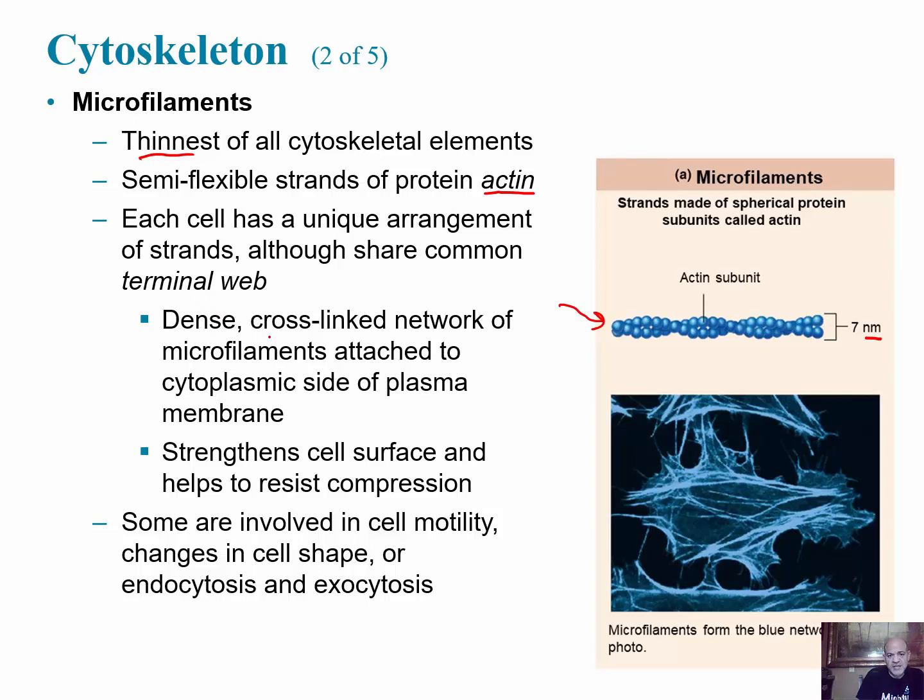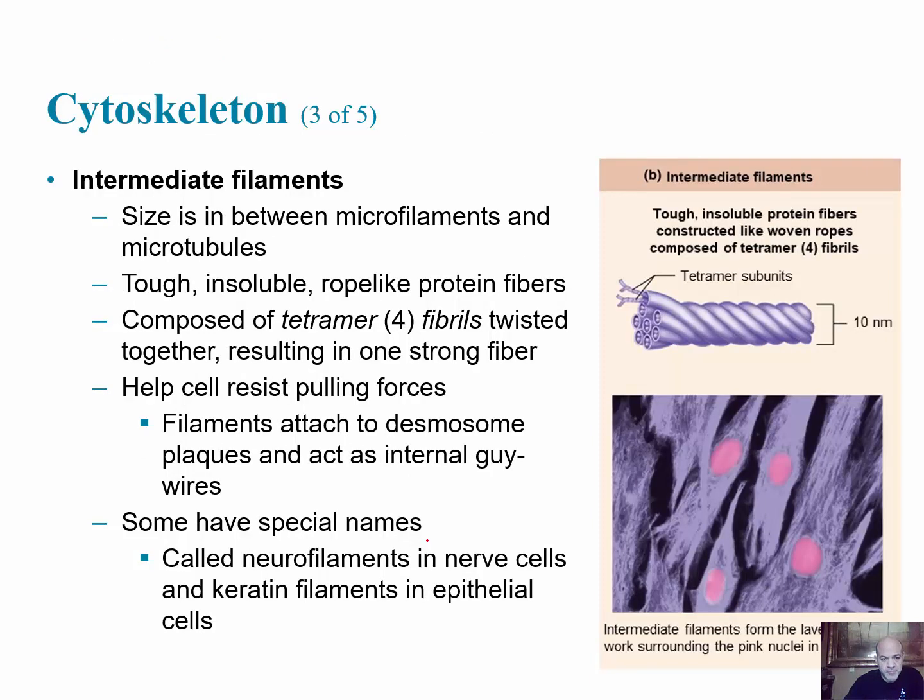And this is going to be a dense cross-linked network of these microfilaments attached to the cytoplasmic side of the plasma membrane. And what this does, it helps strengthen the cell surface and help to resist compression on the cell. And some of these microfilaments are going to be involved in cell motility and changes in shape of the cell during endocytosis and exocytosis, and even amoeboid movement that was mentioned in an earlier video.